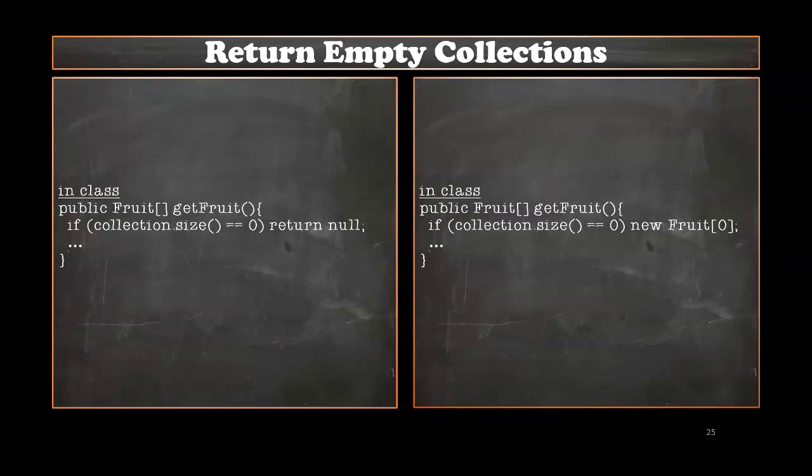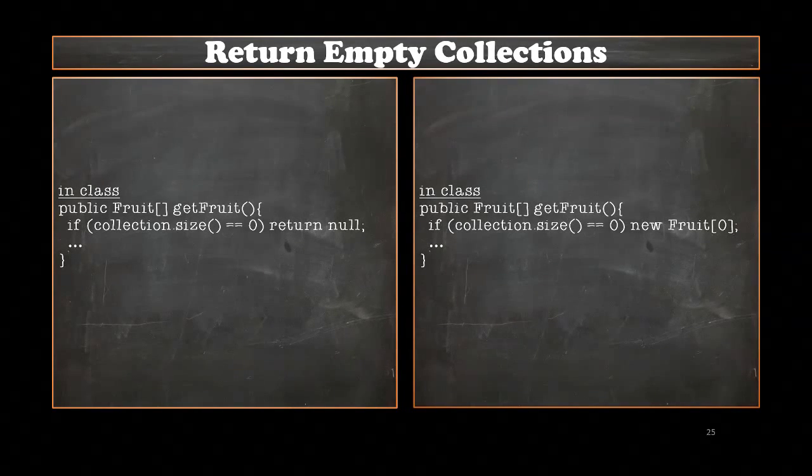So what I mean by return empty collections. In this class, on the left-hand side, we have a public fruit array, getFruit. We're going to return an array of fruit. If the collection size is 0, there's obviously no array to return, so we would return null. And that's the way a lot of people do it. They say, oh, there's no fruit there, return null. However, that's not true. There's something you can do in Java, which is you can return a 0-length array. So in the second example, on the right-hand side, if the collection size is equal to 0, we'll return a new 0-length array.